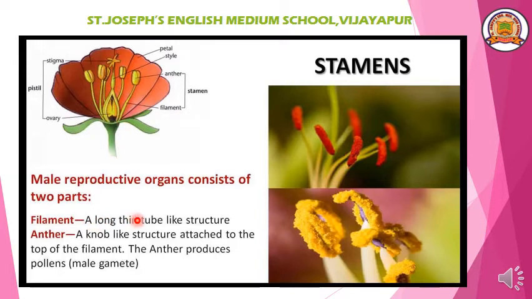A long thin tube-like structure is called the filament. It is a long tube-like structure, right? It is called the filament. The anther is a knob-like structure attached to the top of the filament. Anther produces pollen, the male gamete. You can see here a knob-like structure which is attached to the filament is called the anther.